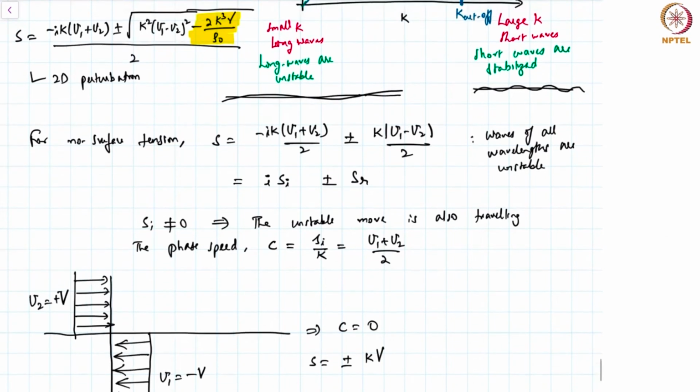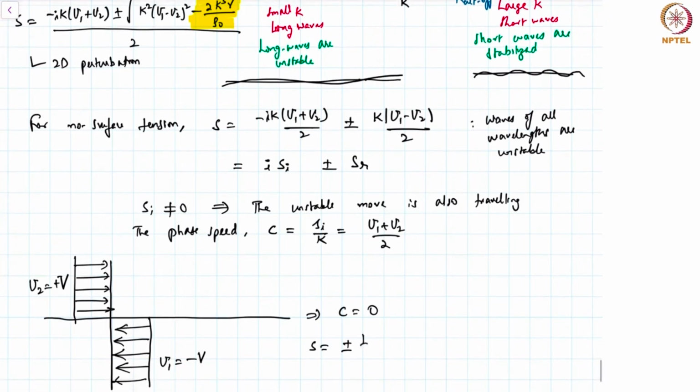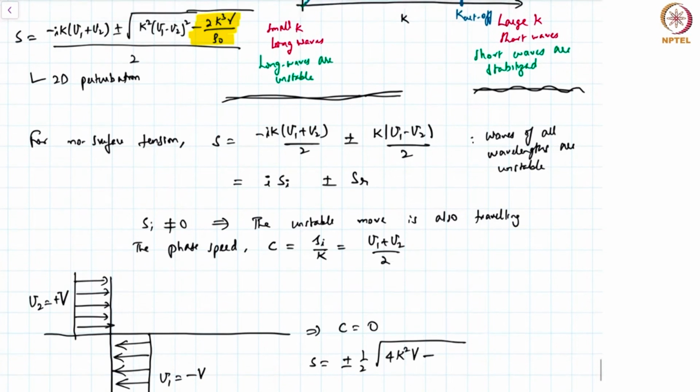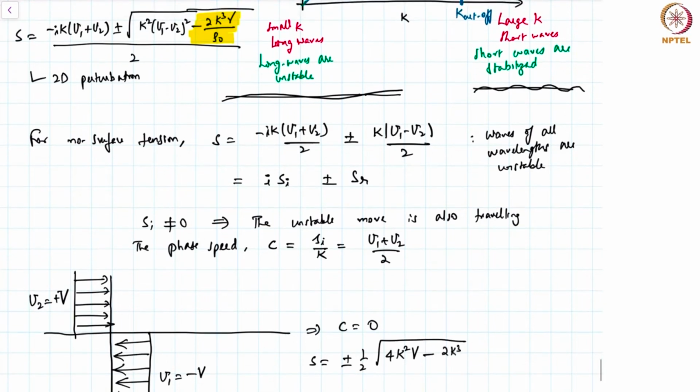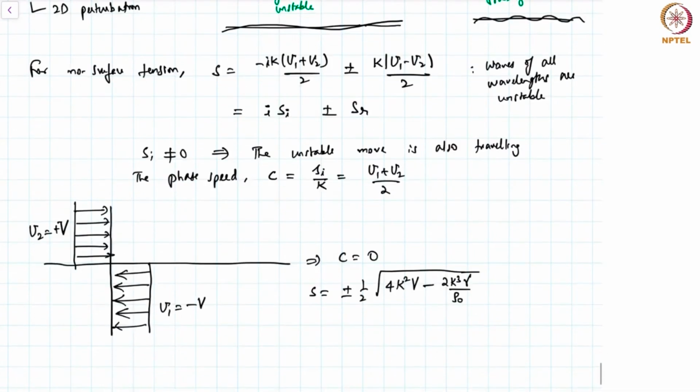But let's write down the full thing here. So I have half square root of 4k square V minus 2k cube gamma by rho naught. This is the growth rate. The growth rate SR will simply be half square root of 4k square capital V minus 2k cube gamma by rho naught.